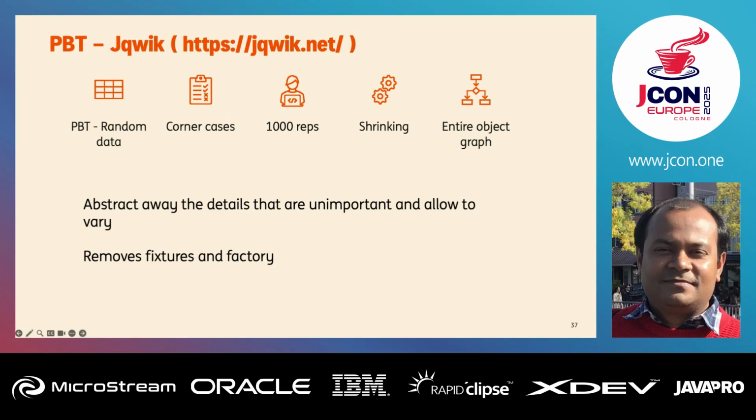Again, it is well documented, but there are specific things that I want to highlight, specific features of Jqwik or property-based testing in general. The first one that I want to say is it helps you to cover the corner cases. Out of the box, by default, it gives you 1,000 repetitions. You don't have to think about that. And it has a wonderful feature called shrinking. We'll see an example of shrinking in a moment. And it, of course, gives you the entire object graph.